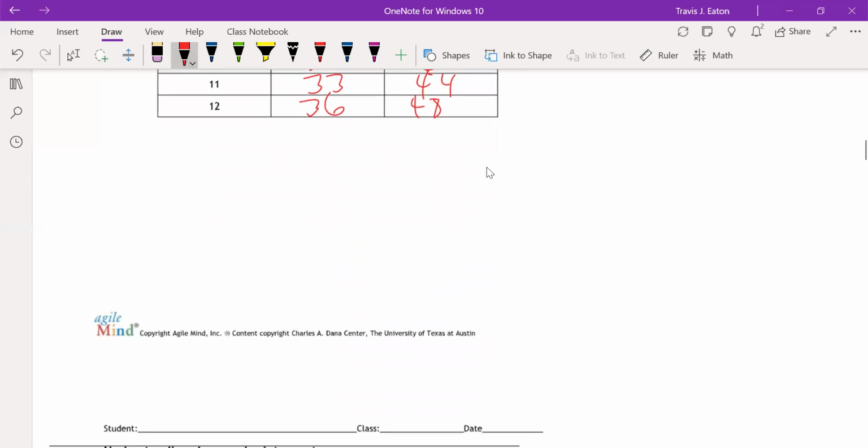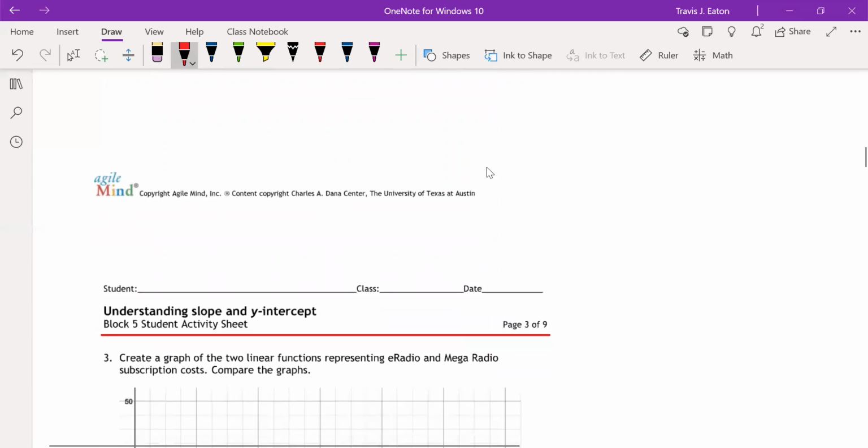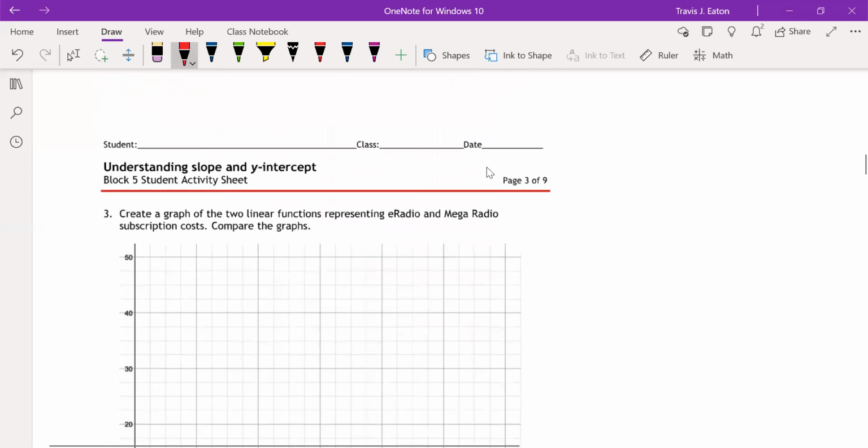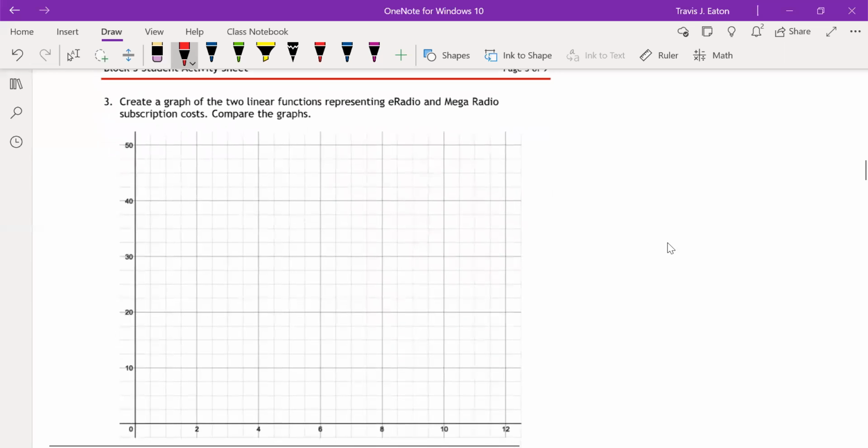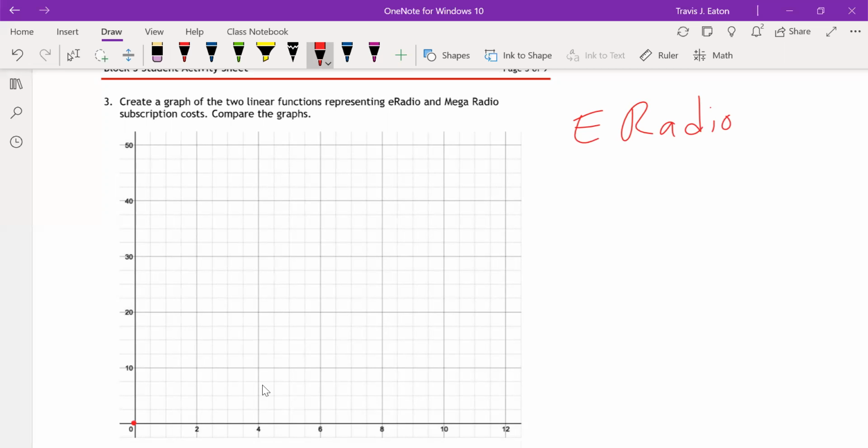And that takes us on to our next question. Create a graph of the 2 linear functions represented by e-radio and mega radio subscription costs, and compare the graphs. We'll make e-radio the red line. So let me plot my points here. First of all, I know it's at 0, 0, so I'll put my dot there.